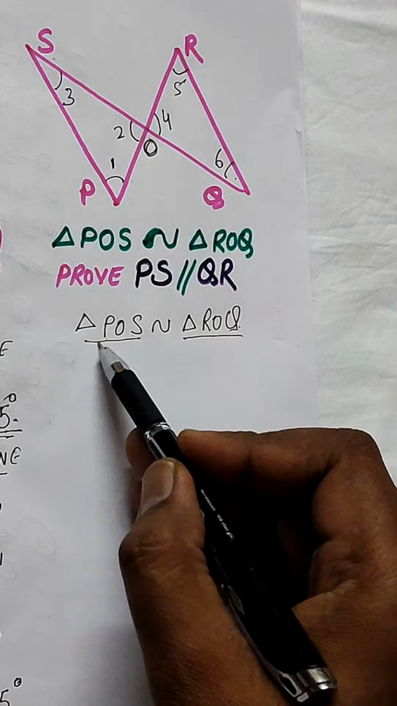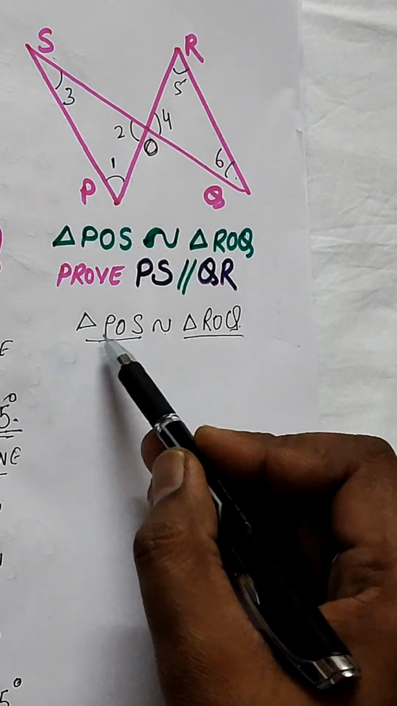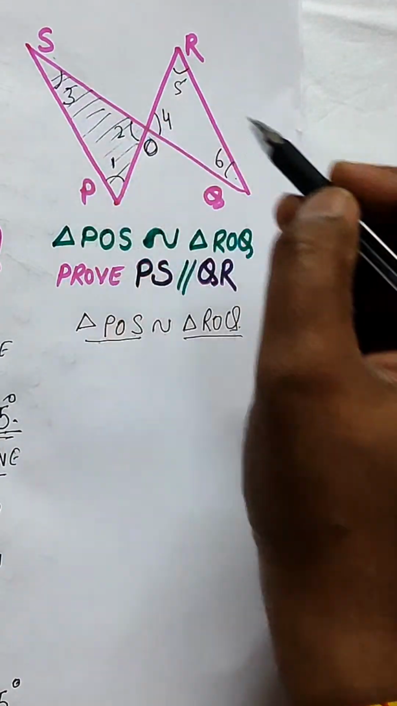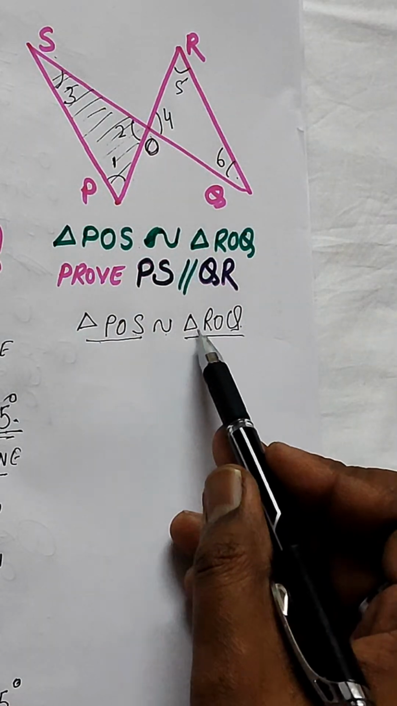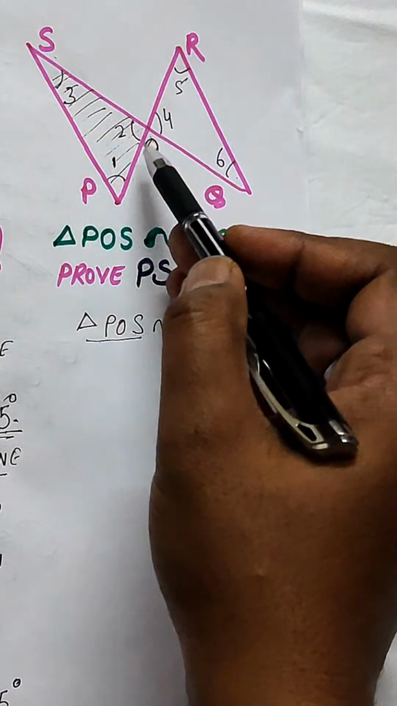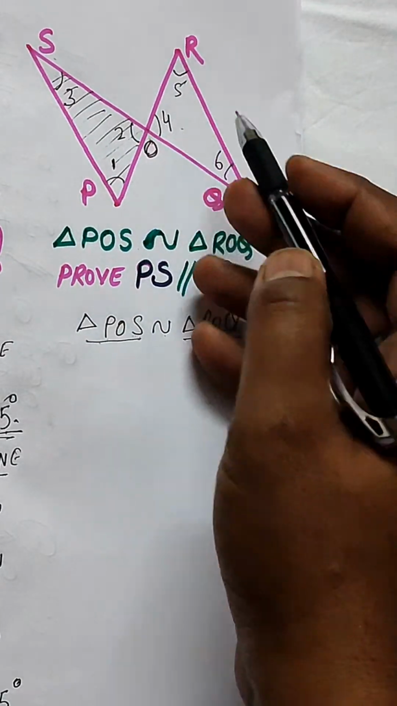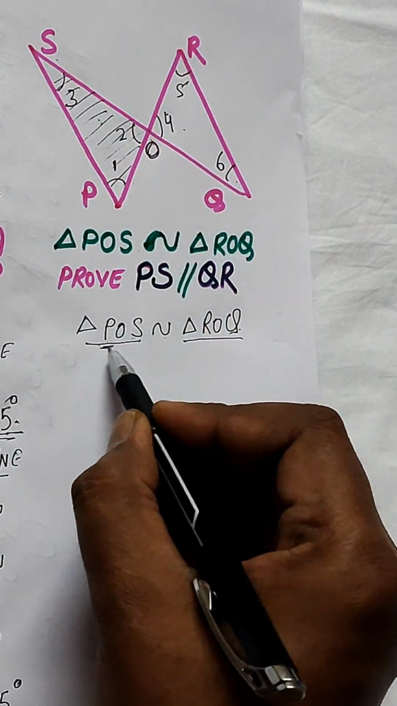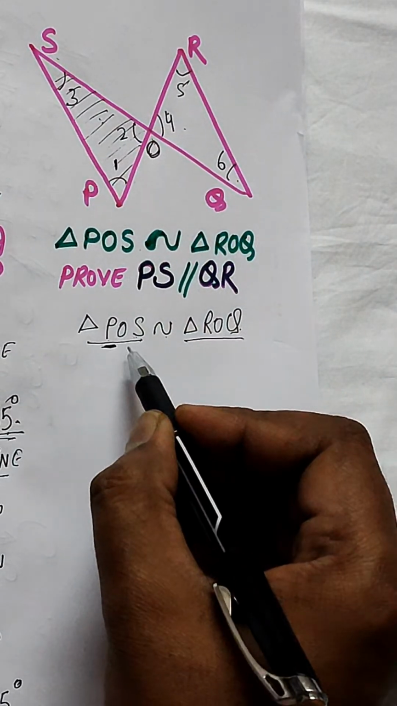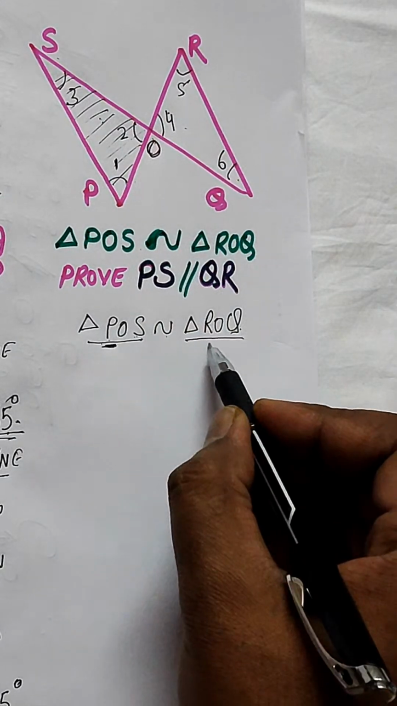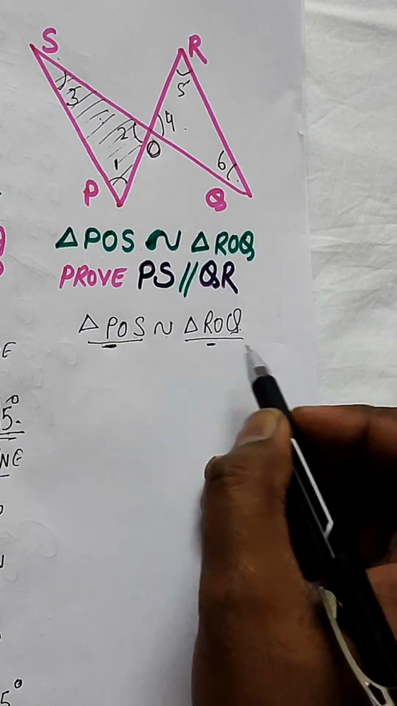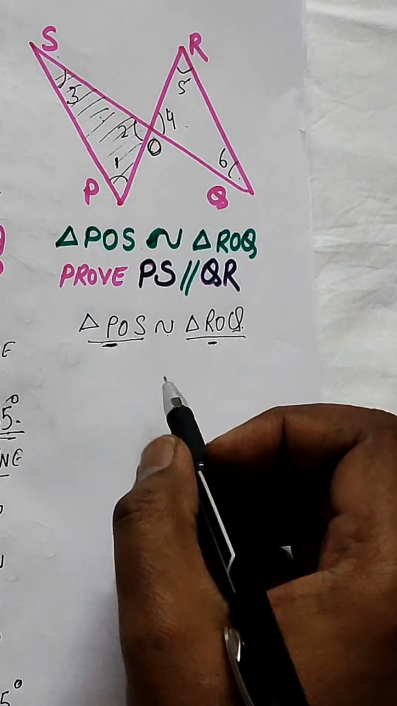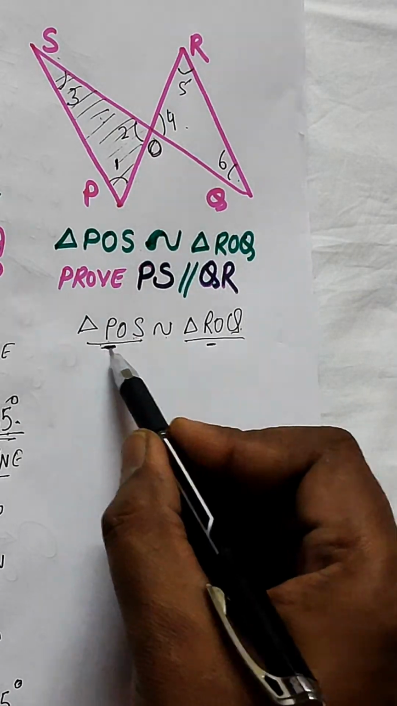Now, this triangle POS is similar to triangle ROQ. This is similar to this one. That means this triangle is similar to this one. So you can see the sequence over here. From this triangle, this angle will be equal to this angle, right? In the similarity, this is the basic concept we are following, and you just take care of it. So this particular angle will be equal to this angle.